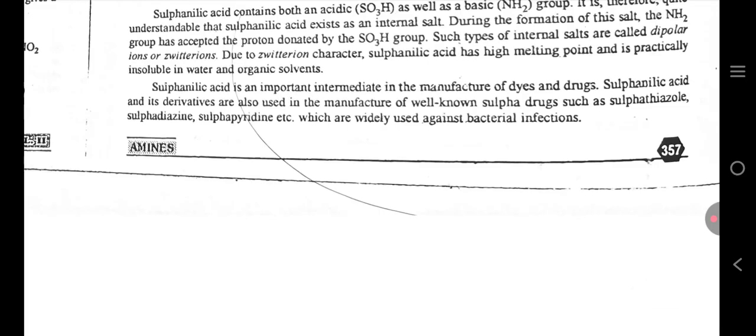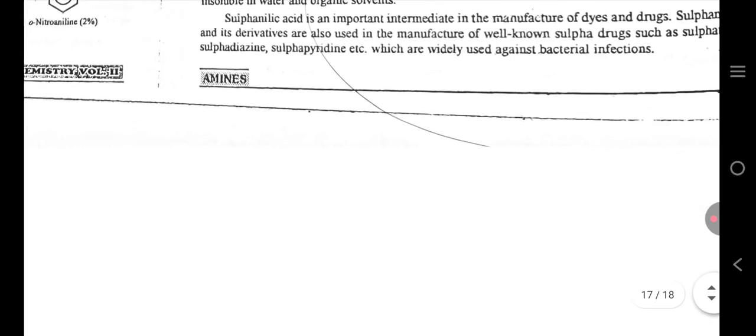Sulfanilic acid is an important intermediate in the manufacture of dyes and drugs. Sulfanilic acid and its derivatives are also used in the manufacture of well-known sulfa drugs such as sulfathiazole, sulfadiazine, sulfapyridine, etc., which are widely used against bacterial infections.